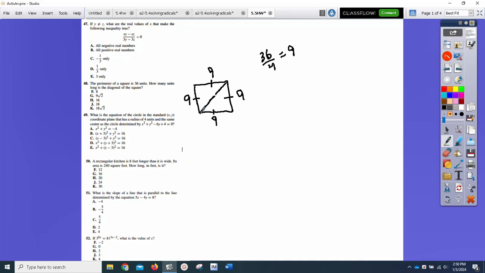So what I do is I can do this one of two ways. I can do a little Pythagorean theorem, which is probably what most kids should do, even though it takes too long. 9 squared plus 9 squared is, and we'll just call it d, because it's the diagonal, d squared. And that gives me 81 plus 81.